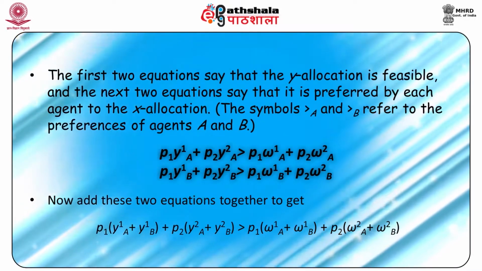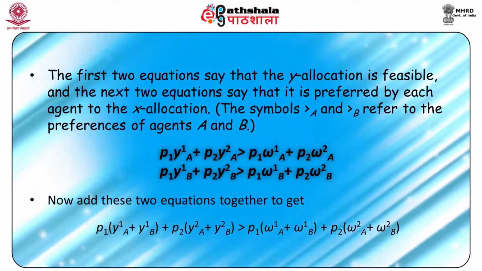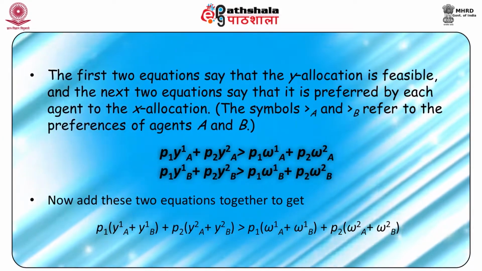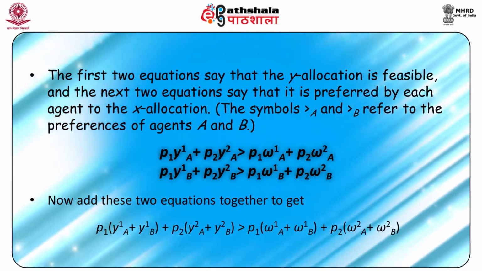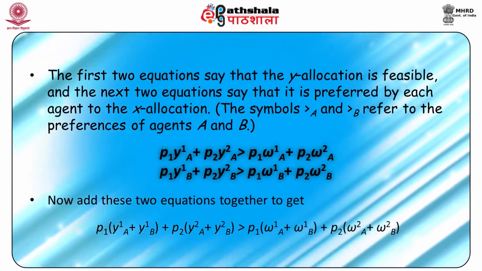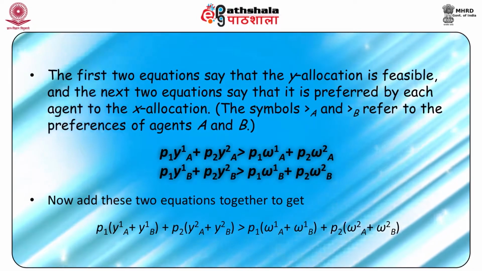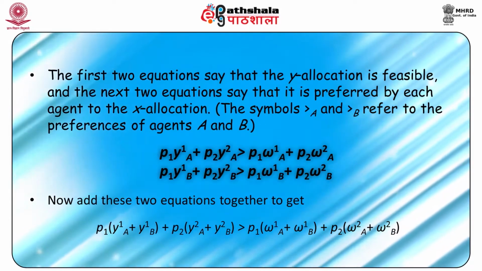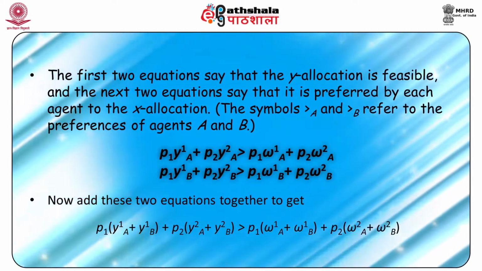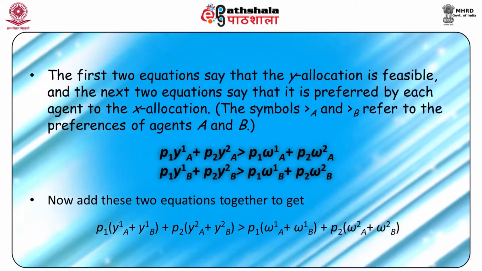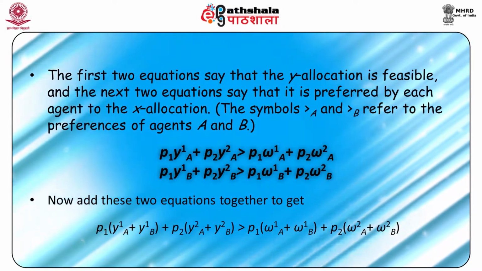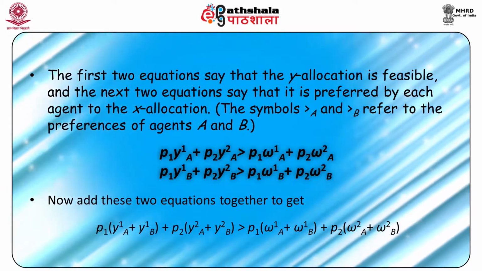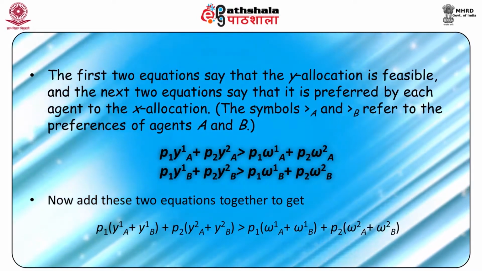The first two equations say that the y allocation is feasible, and the next two equations say that it is preferred by each agent to the x allocation. But by hypothesis, there is a market equilibrium where each agent is purchasing the best bundle he can afford. If y1a, y2a is better than the bundle that A is choosing, then it must cost more than A can afford, and similarly for B.